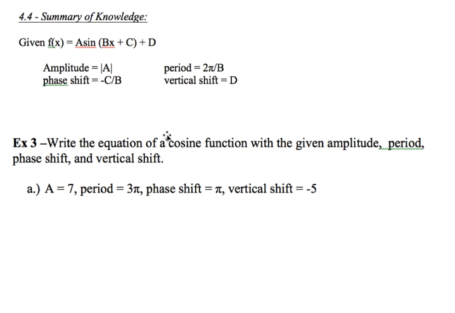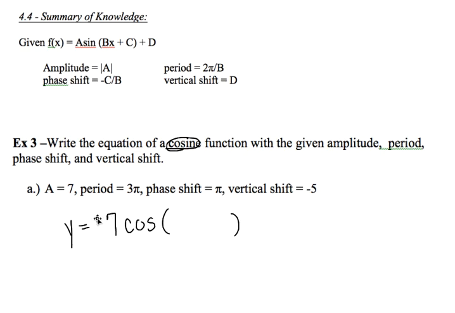So in example 3, they tell us that our amplitude is 7. Now this says to write a cosine function. We could also write a sine function. It just depends on what they tell us here. So in this case, they're asking for a cosine. If the amplitude is 7, what we're going to do is we're going to say, well, this was supposed to start with a cosine function, so it's the cosine of something. That means we're going to put a 7 out front.